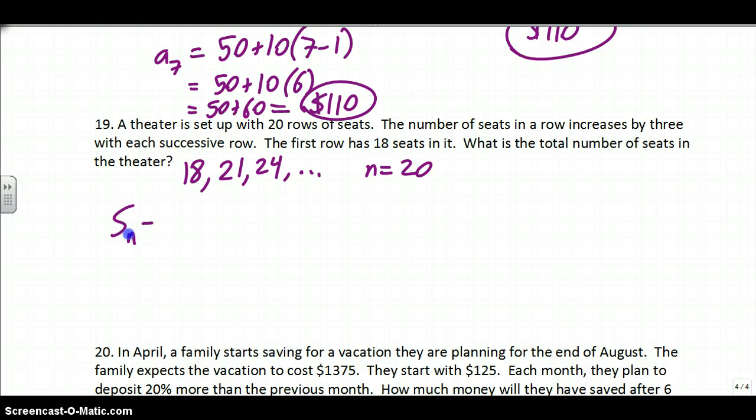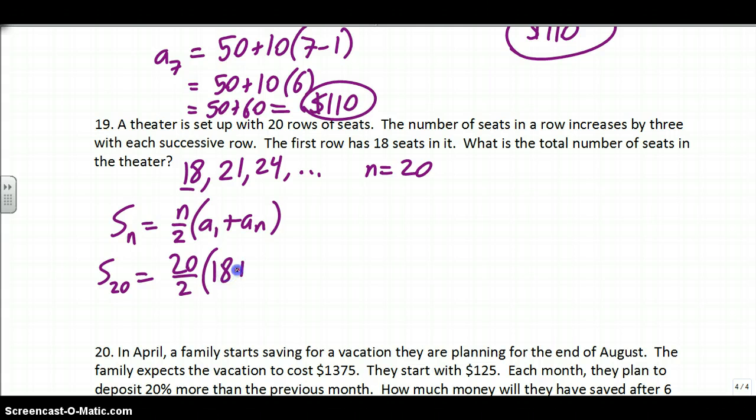So for the arithmetic sum, we're trying to find the total number of seats. It's n over 2 times the first term plus the last term. I've got n, it's 20. I know the number in the first row, that's 18. Do I know how many are in the 20th row?